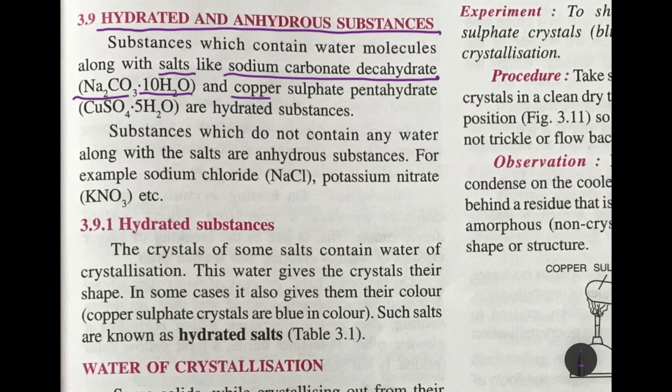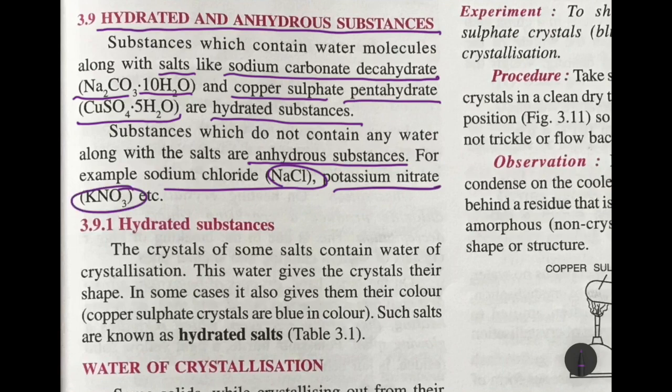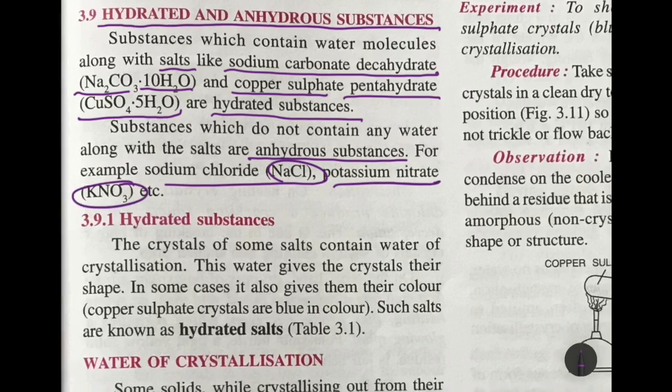And similarly, copper sulfate pentahydrate. Penta means 5, so it is copper sulfate with 5 molecules of water loosely attached to it. So these types of substances are known as hydrated substances. And substances which do not contain any water along with the salts are anhydrous. For example, sodium chloride NaCl has no water attached to it. Potassium nitrate KNO3 does not have any water attached to it.